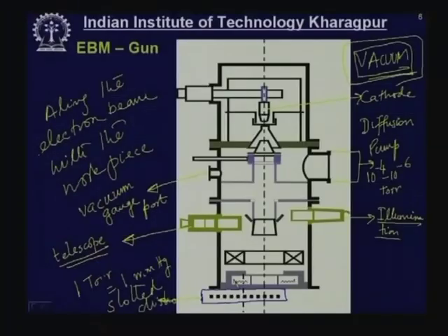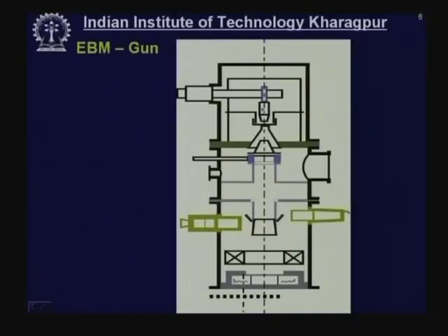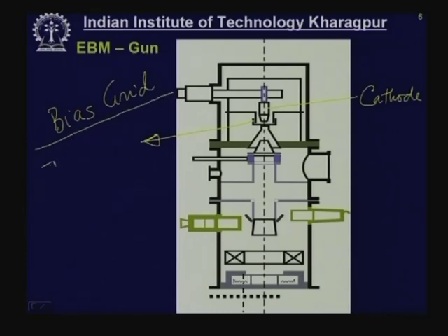There is another piece of information which is very, very essential. In electron beam machining, the gun is operated in pulse mode, unlike in electron beam welding where it is operated in continuous mode. So, how is it operated in pulse mode? That can also be explained from this diagram. If you remember, this one was your cathode, this one was your bias grid. We have already mentioned this is a negatively biased grid. But this negative bias is not continuous, it is in pulse mode.